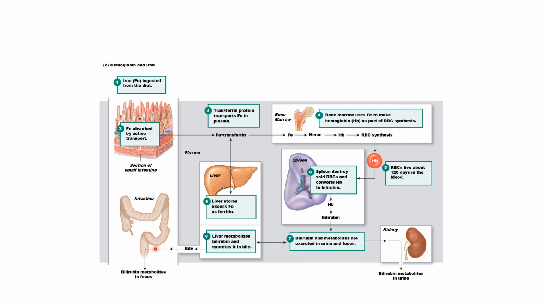And also, the bilirubin metabolites are going to leave your system in feces, coming out of your intestine. A small amount of bilirubin metabolites are also going to be released in your urine, and it contributes to the yellow color of your urine. And also, the bilirubin contributes to the brown color of your feces.